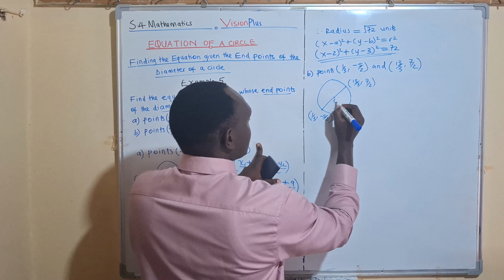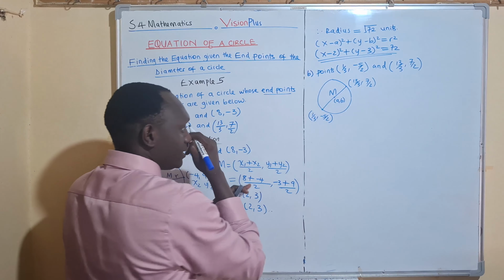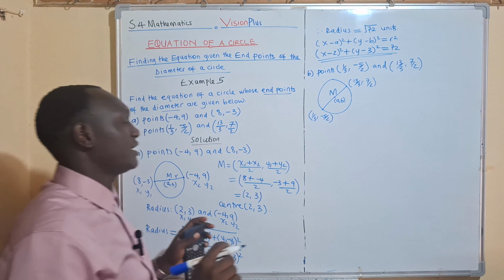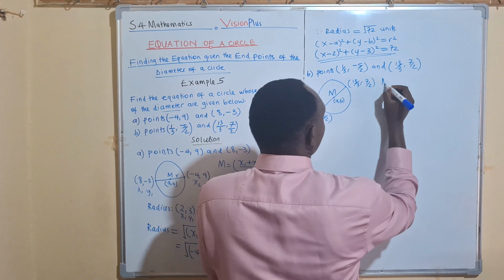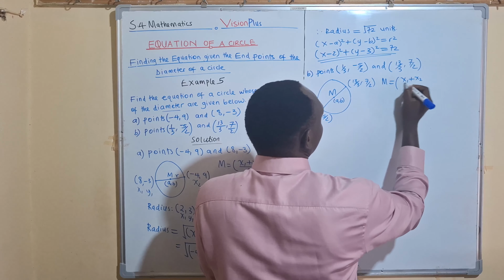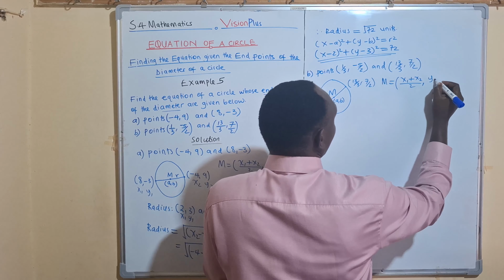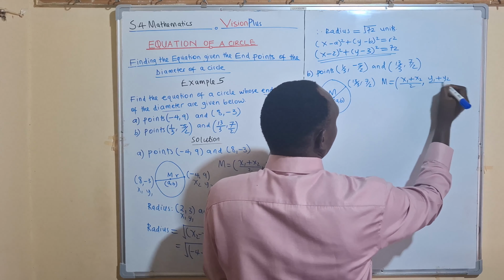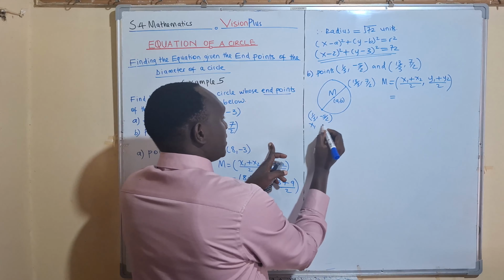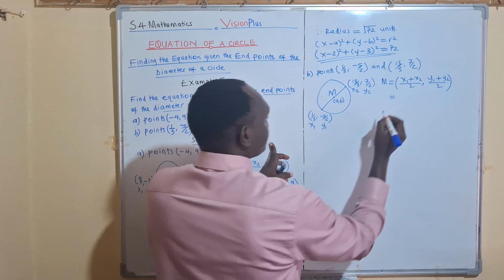The center here gives us the coordinates a and b. That is the midpoint. So for us to get the center, we need to get the midpoint of the endpoints of the diameter. We know that the midpoint M is given by (x1 plus x2 divided by 2, y1 plus y2 out of 2). Then we substitute. Call these x1, y1 and x2, y2.